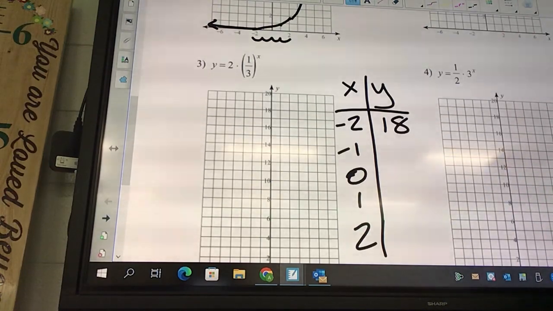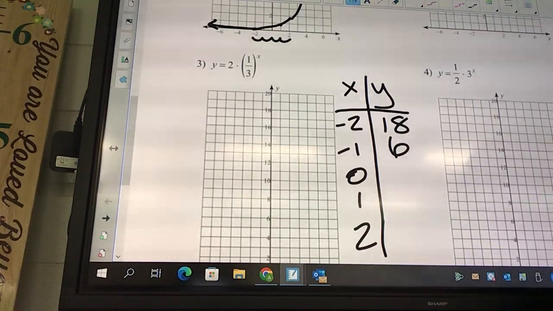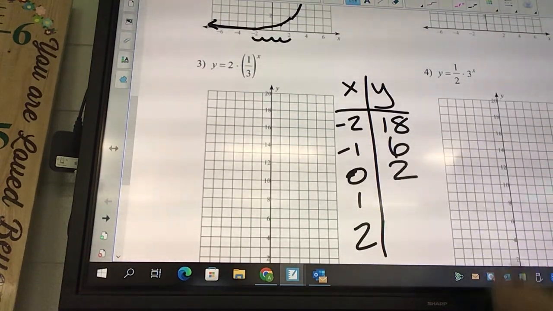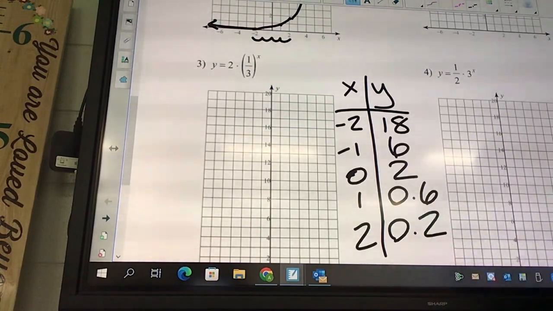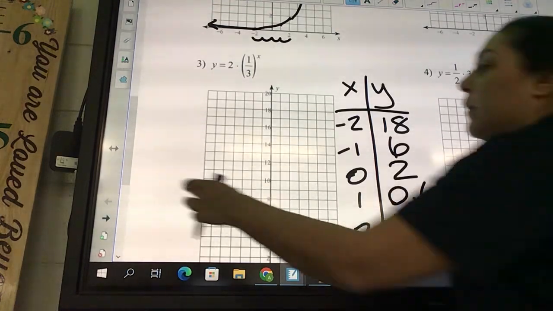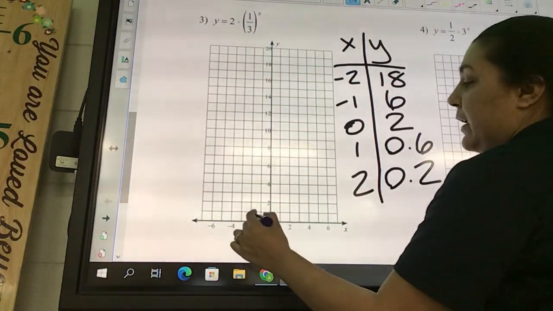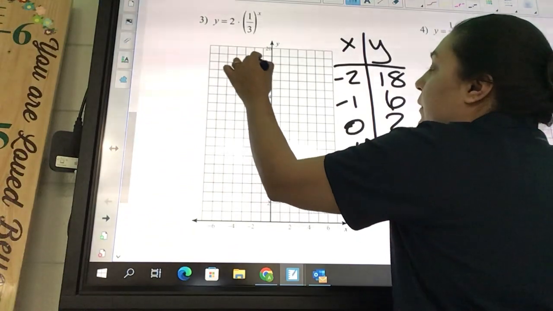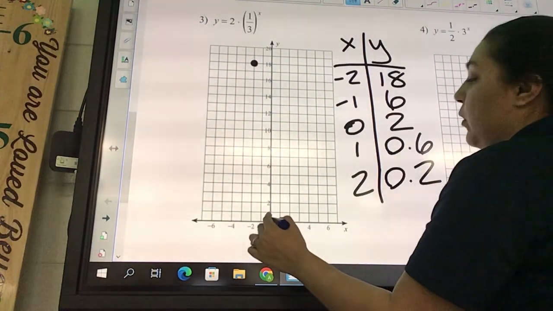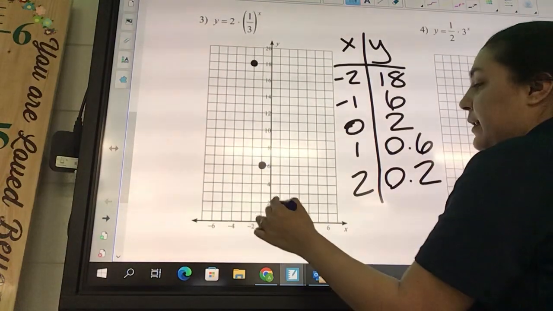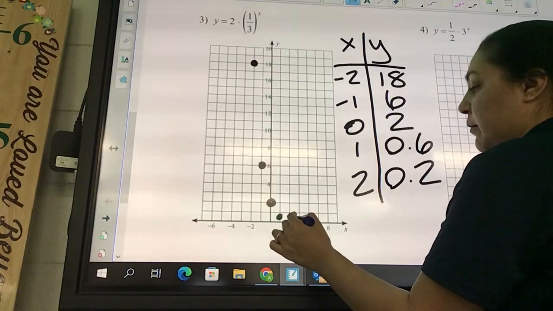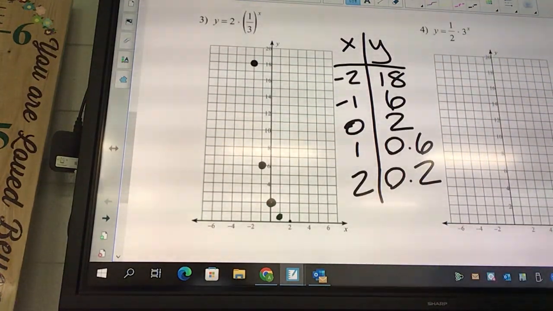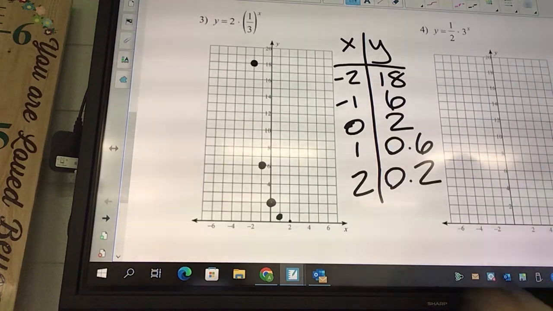What is that at -1? 6. Then 2, then 0.6, then 0.2. You basically just put negative. So we're going to start off at -2 and go up to 18. Then -1 and 6, 0 and 2, 1 and 0.6, and 2 and 0.2. And then we can go ahead and draw our picture.